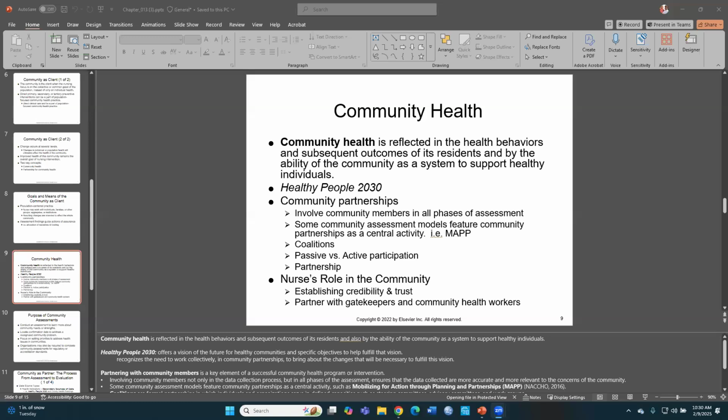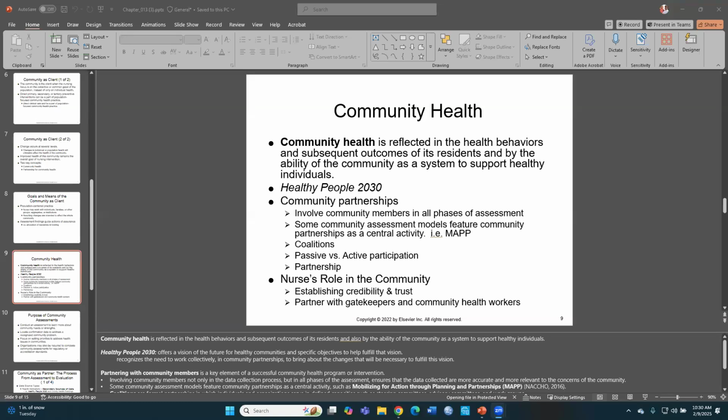So when we look at community partnerships, community partnerships is partnering with community members to help hopefully have successful community health programs or interventions, and involving the community members not only in data collection but in all phases of the assessment so that we get more accurate and more relevant information regarding the concerns of the community.